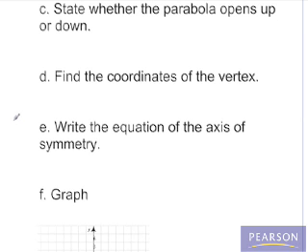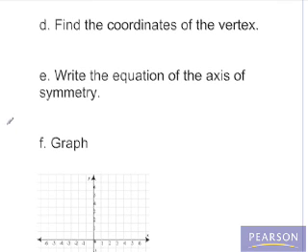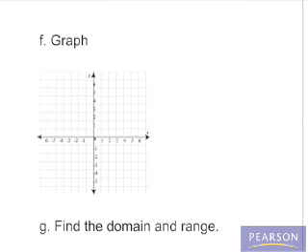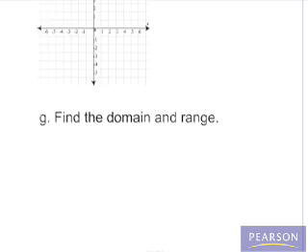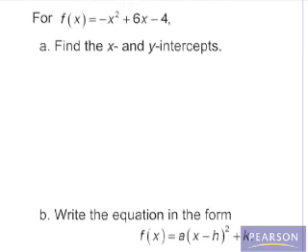D. Find the coordinates of the vertex. E. Write the equation of the axis of symmetry. F. Graph the function. And G. Find the domain and range. So we'll go ahead and find the intercepts first.